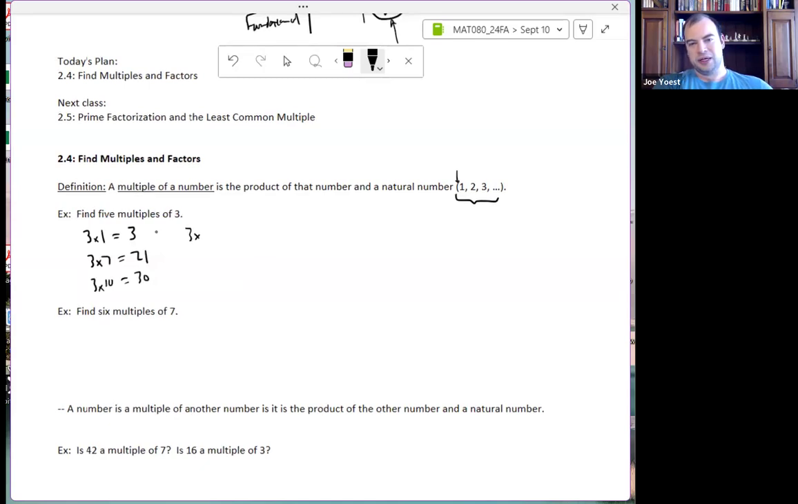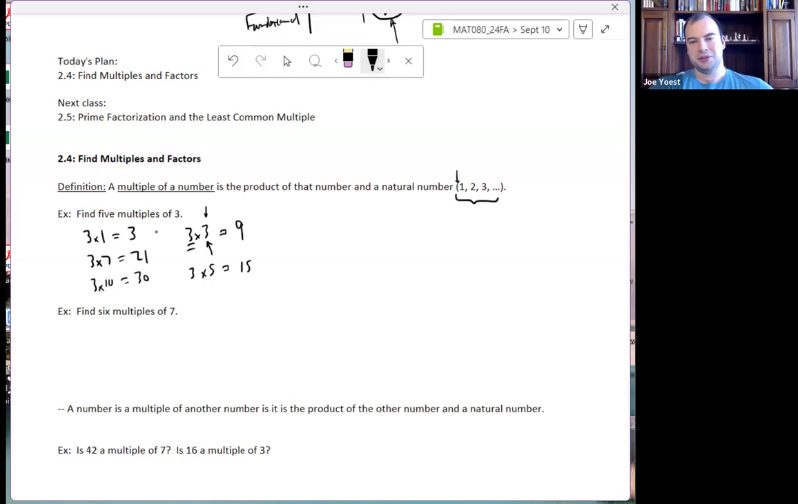I could do 3 times 3. There's no reason I can't multiply a number by itself if the number I start with is a counting number. So 3 times 3 is 9. 9 is a multiple of 3 because it's the product of 3 and some counting number, some natural number that just also happens to be the number 3. Or I could have, let's say, 3 times 5, 15. 15 is also a multiple of 3.